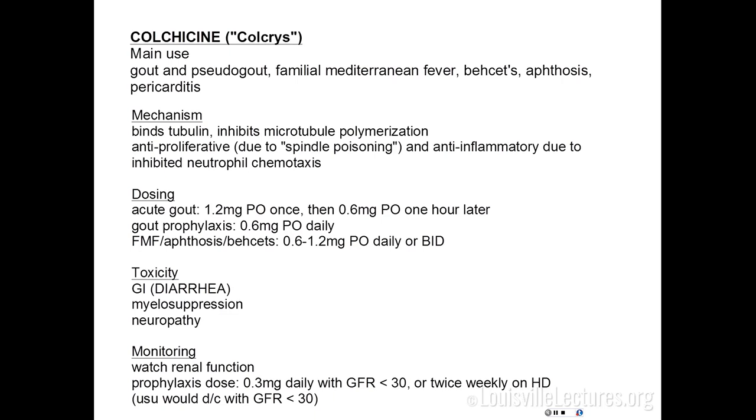There's a risk of myelosuppression and neuropathy. They're rarer. They happen more in patients with renal failure. So you watch renal function. If they have bad kidneys, then you just cut the prophylactic dose in half, or you can put them on twice a week if they're on dialysis.